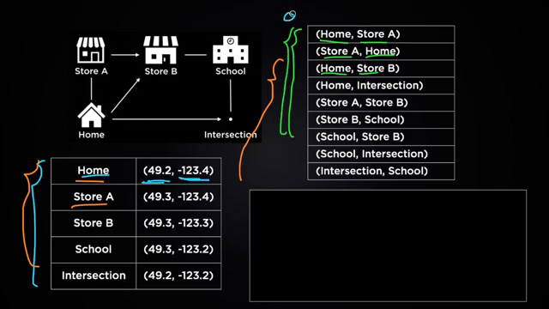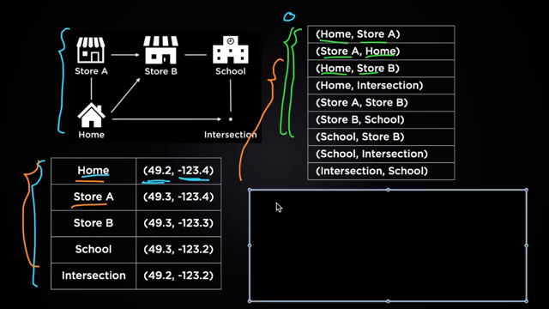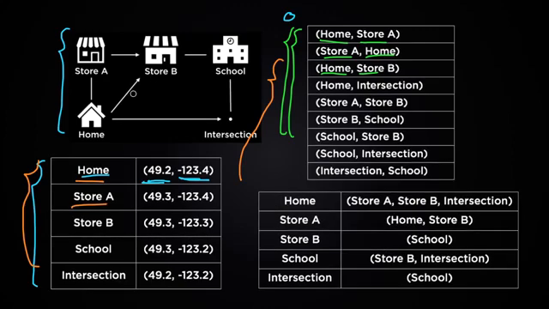Another option might be to list each of these places, and for each of those places, just list all the places you can go from that place. And with that method, your data might look like this instead. As you can see, here we have table-like information again, where on the left-hand side, we have all the places listed: home, store A, store B, school, and then intersection, this one right here.